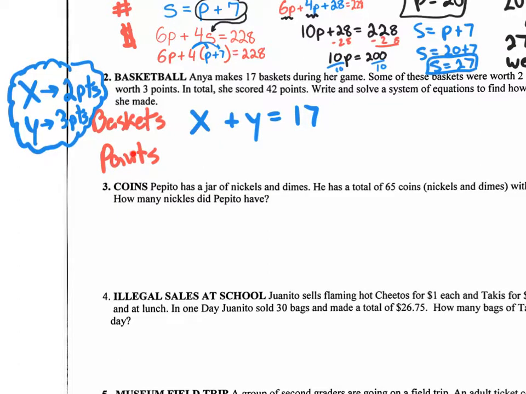Now let's make an equation based on points. So how many points does she get for each of these x's? 2. So let's actually write that.